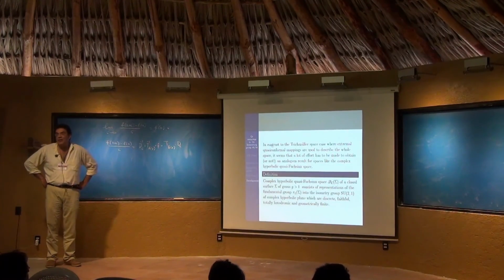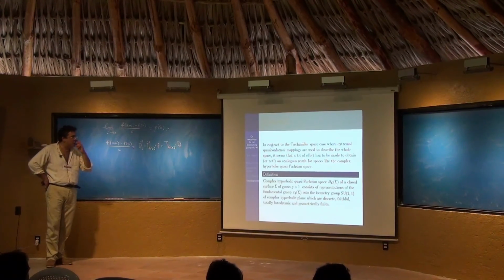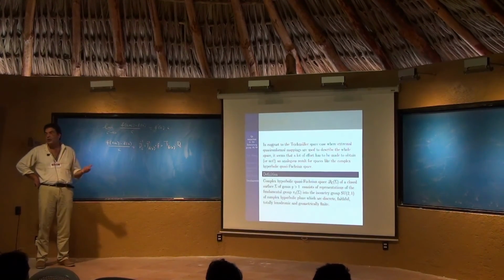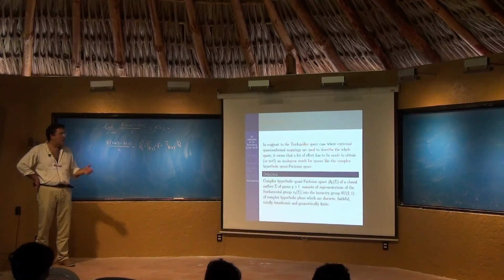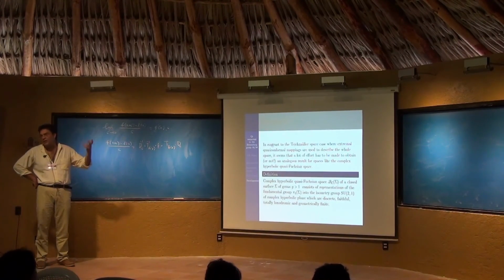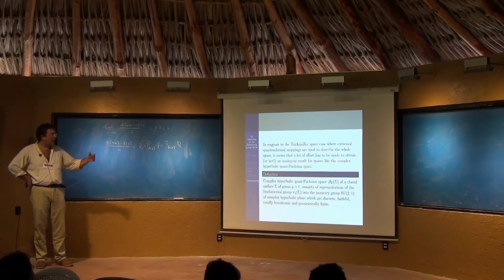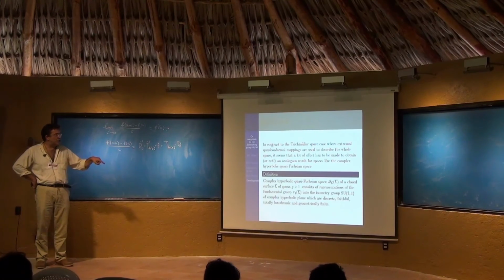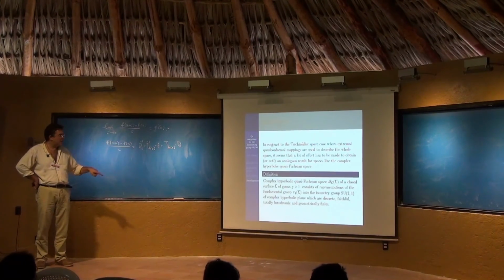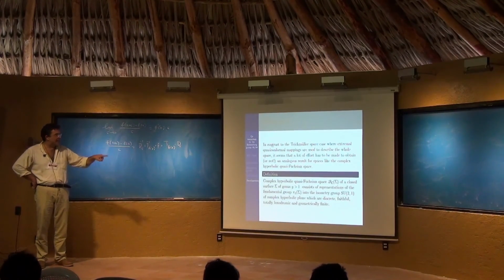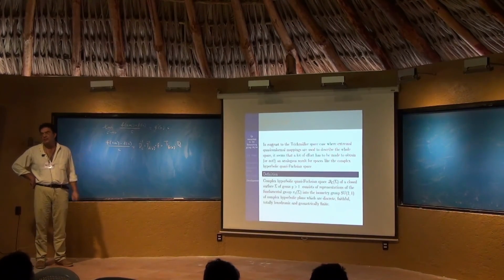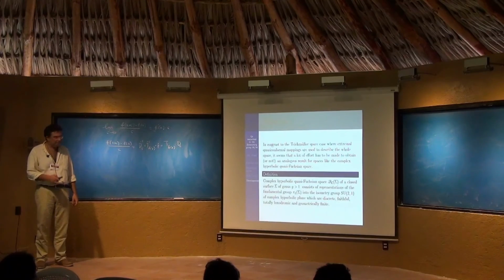So let me give the definition first. So complex hyperbolic quasi-Fuchsian space of a closed surface of genus g, or, well, you can have a surface with punctures, but let us remain in the closed case, are representations of the fundamental group into SU(2,1) of complex numbers, which are discrete, faithful, totally loxodromic, and geometrically finite. Okay?